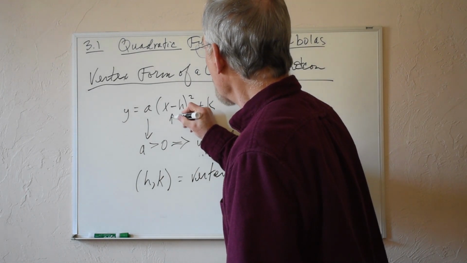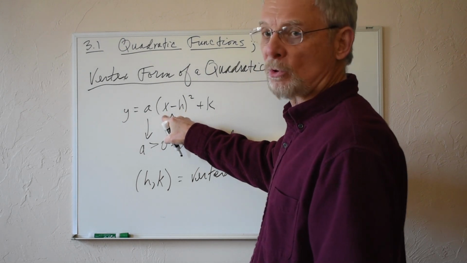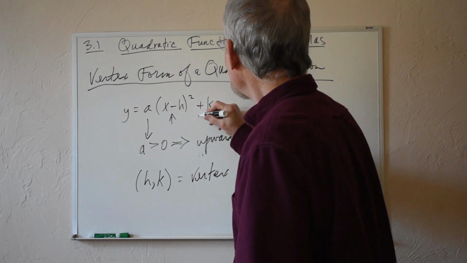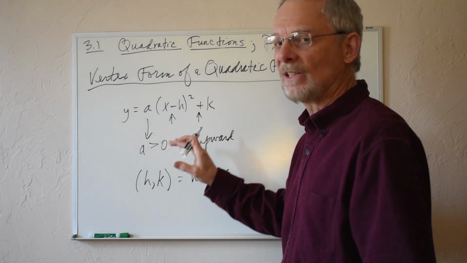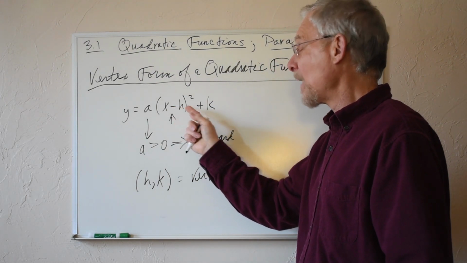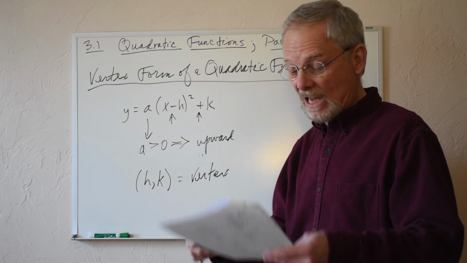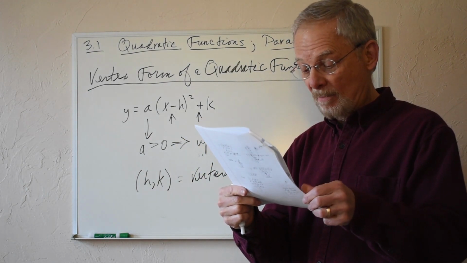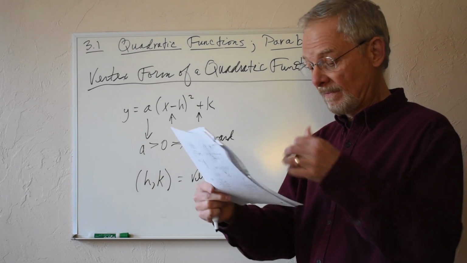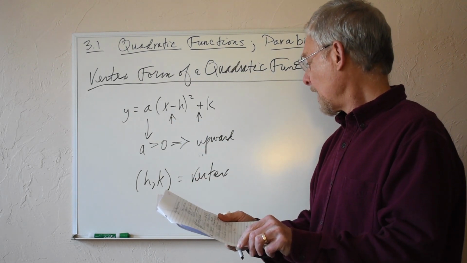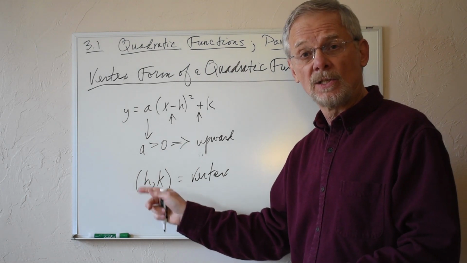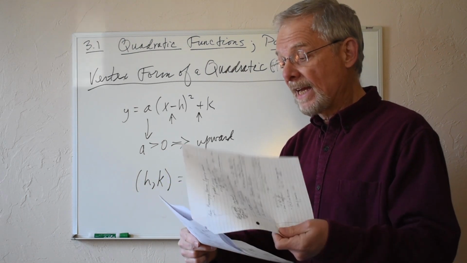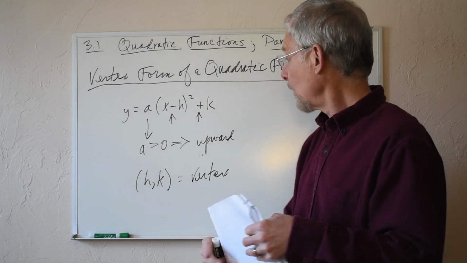Notice, be forewarned, h is being subtracted from x. k is being added on at the end. So one of the numbers is getting subtracted, one is getting added. Don't get them mixed up. And of course, since the x-coordinate of your vertex is the number h, then x equals h is your axis of symmetry.